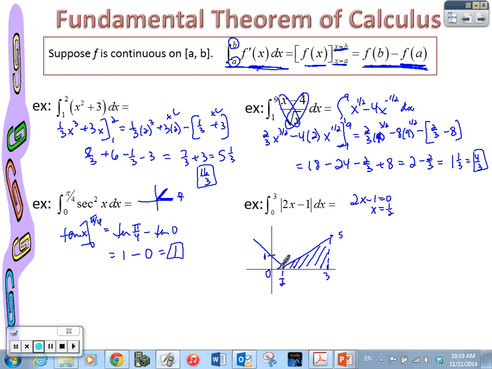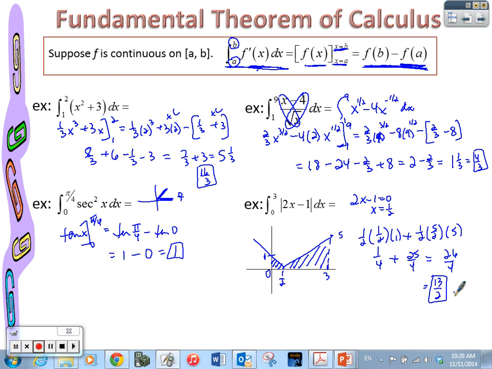I need that area and this area. So 1/2, my base of my first triangle is 1/2, my height is 1, plus my base of my second triangle is what, 2.5, so 5/2, and my height is 5. So I get 1/4 plus 25/4 gives me 26/4, or 13/2. Pretty straightforward, pretty quick to do it that way.